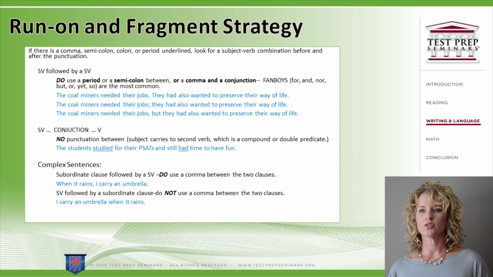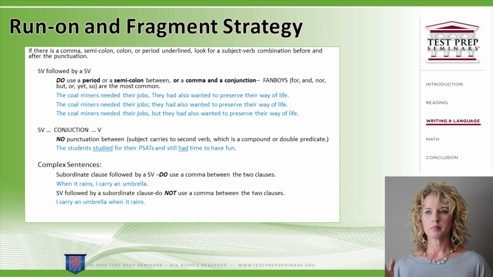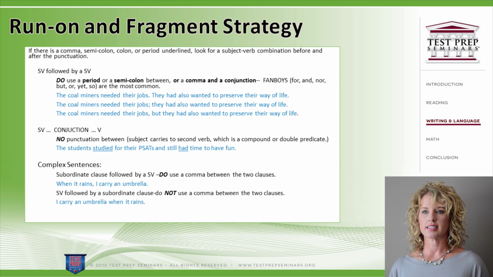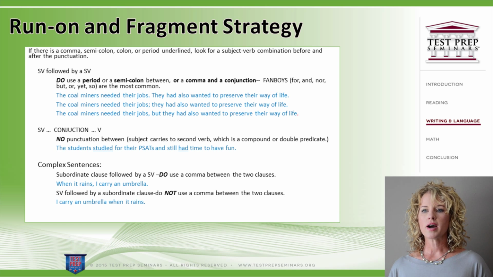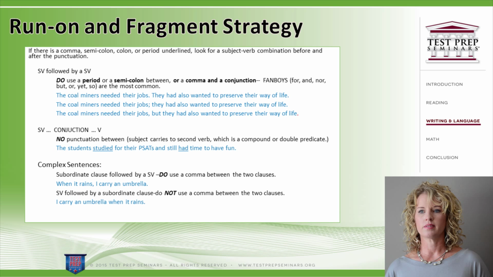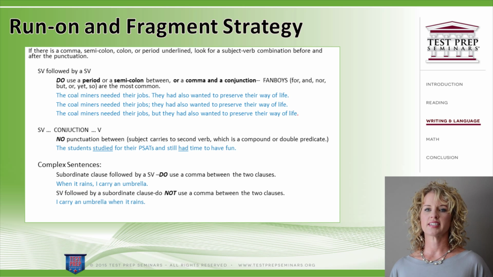The coal miners needed their jobs, period. They had also wanted to preserve their way of life, period. 2 complete sentences. Well, let's put it together. We don't want it to be 2 complete sentences. We want it to be 1 sentence. How do we do that? The coal miners needed their jobs, semicolon. They had also wanted to preserve their way of life. Perfectly acceptable. The coal miners needed their jobs, comma, but, one of our FANBOYS, they also had wanted to preserve their way of life.